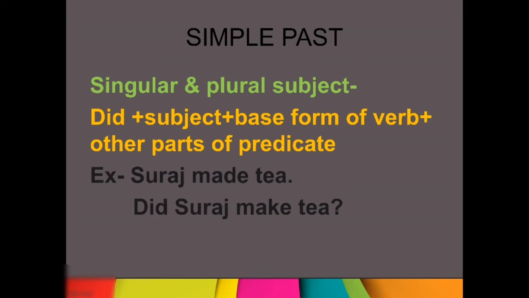So students क्या क्या देखा हमने? That in simple present tense, if we are having singular subject, then we will use does plus subject plus verb plus other part of sentence. If we are having plural subject, with that we will use do. And in simple past tense, we will use did plus subject plus base form of the verb and other parts of the predicate. Other parts of the predicate means जो बाकी words बचे हैं sentence में. Okay, this is how we are going to form questions.